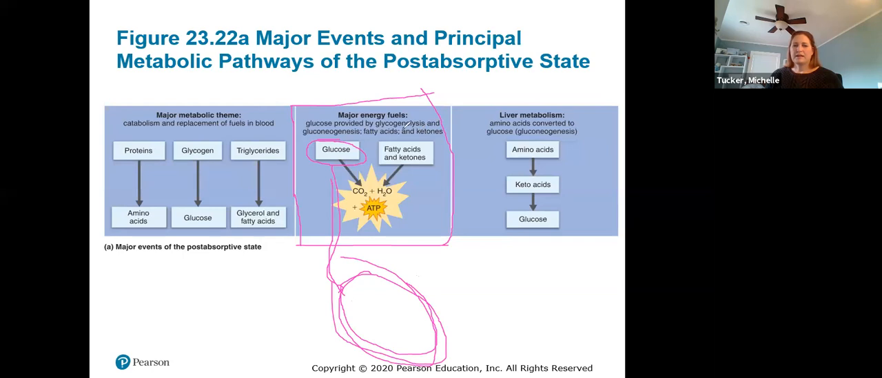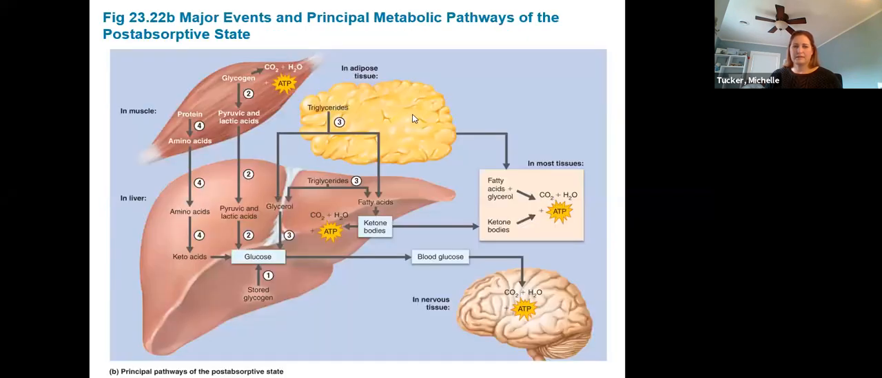But unlike the absorptive state, fatty acids are now going to play a much larger role in producing ATP. Amino acids can also be reconverted into glucose. So these are the pathways again.